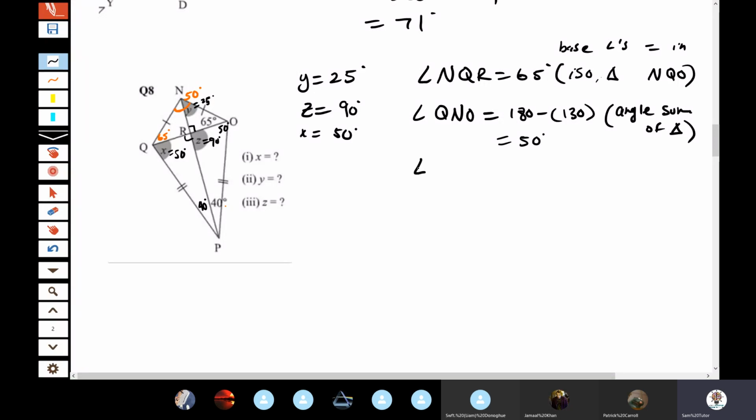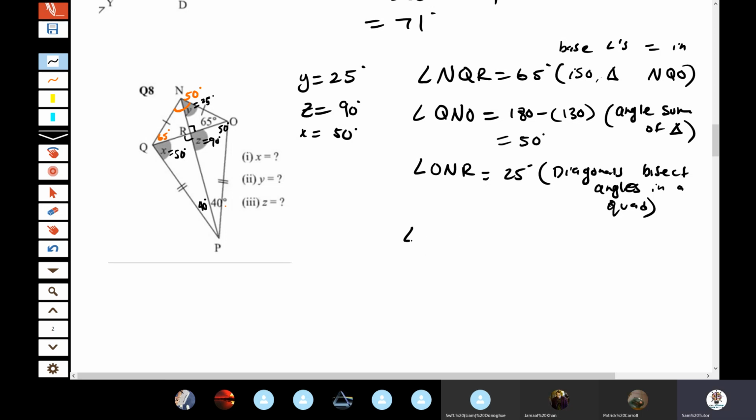Then we found angle ONR, which equals 25 degrees. Reason, diagonals bisect angles, which means cuts the angles in half as well. In a parallelogram, well, it's not really a parallelogram, in a quadrilateral. So we got that's 25.